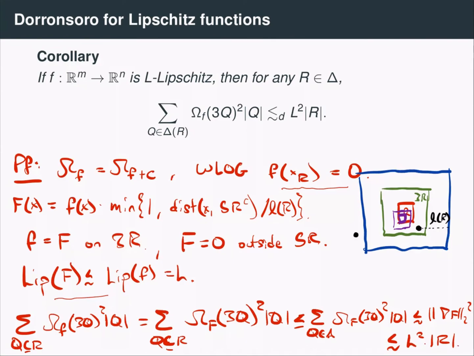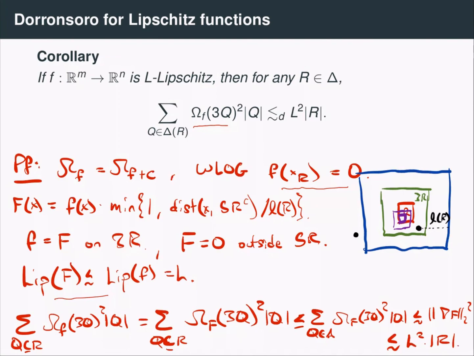So one thing I haven't explained yet is why this is a quantitative analog of Rademacher's theorem. Recall that Rademacher's theorem tells you that at almost every point, your function is differentiable. Or in other words, as you start zooming in on a point, your function begins to look like an affine map. But it doesn't tell you how soon your function begins to resemble an affine map. However, Dorronsoro's theorem gives you explicit estimates on how often your function deviates from an affine map over all dyadic cubes.